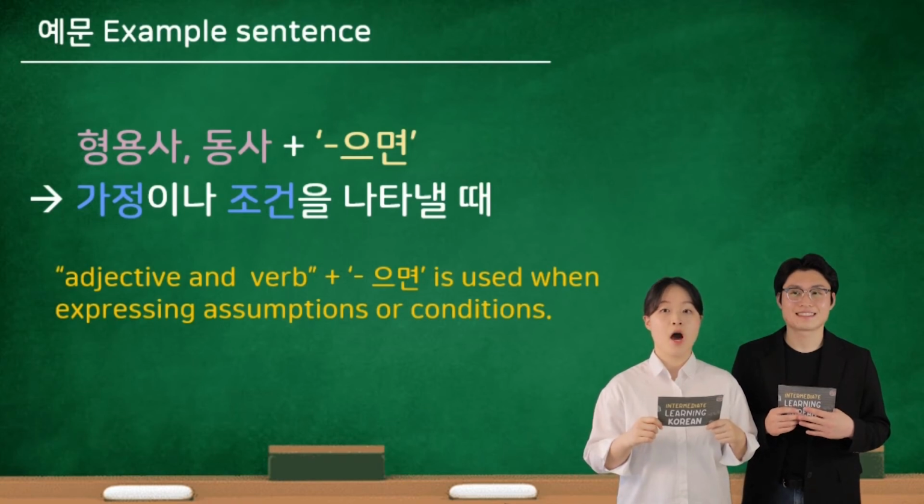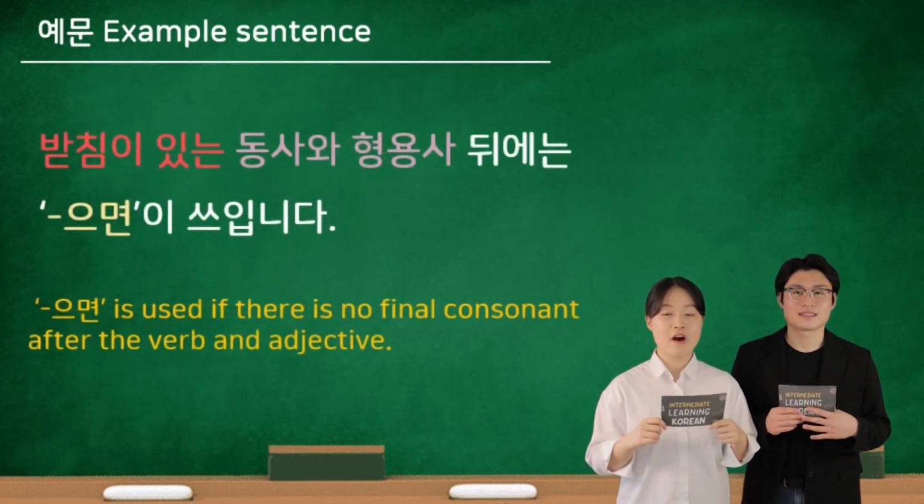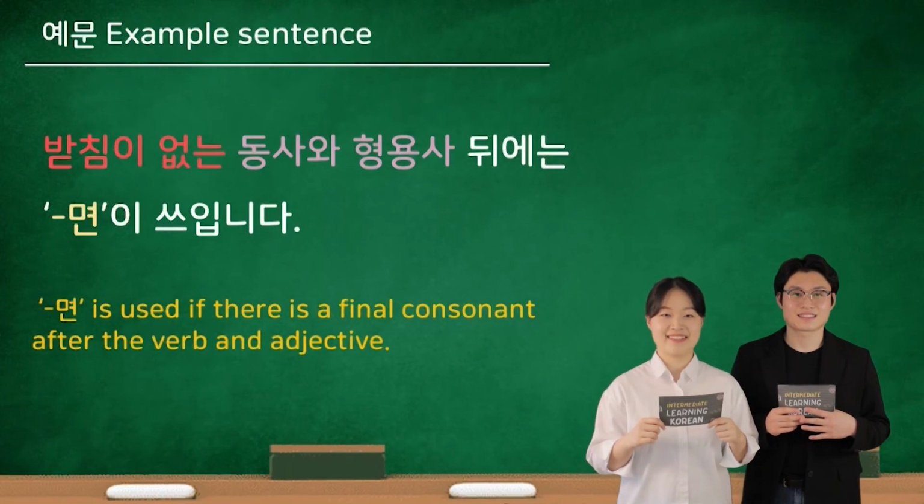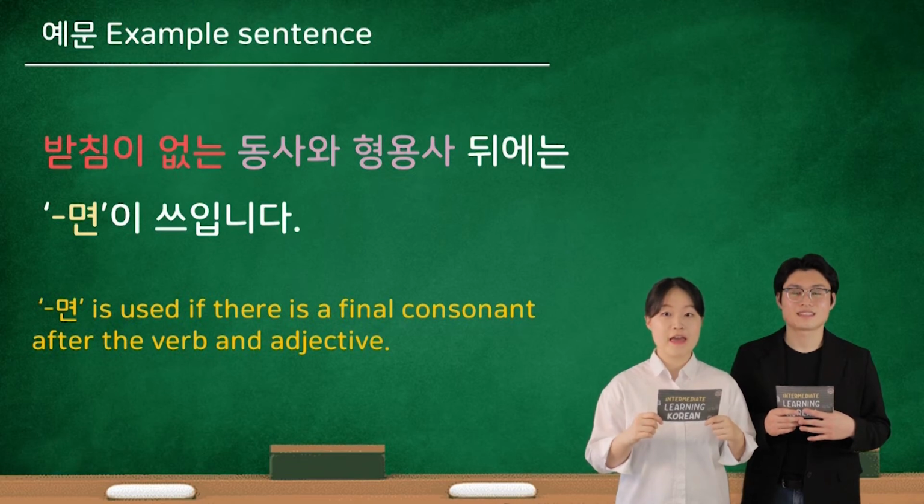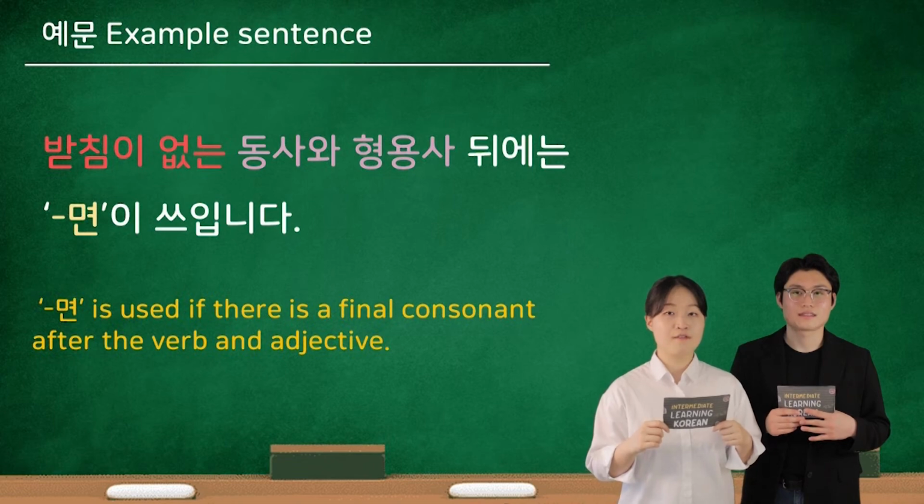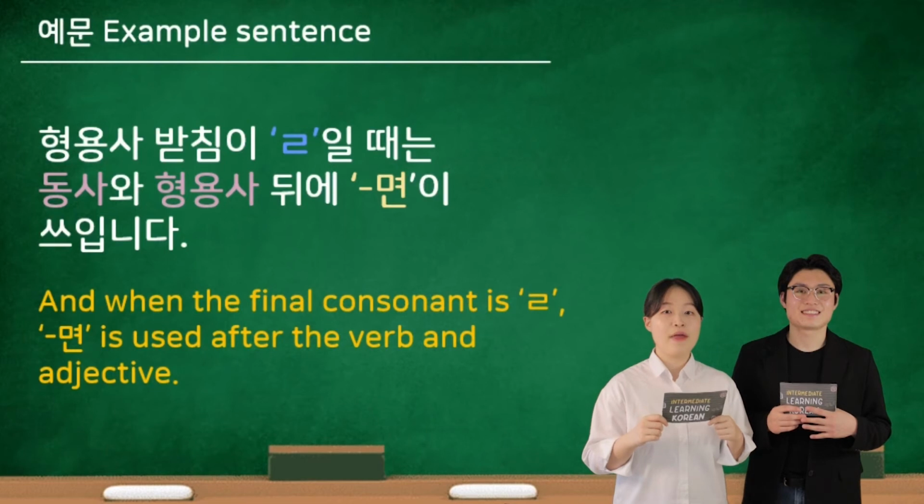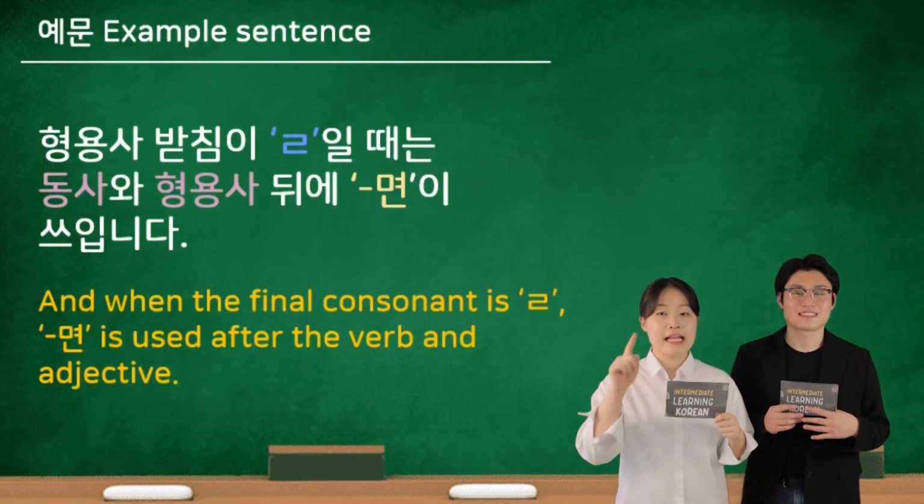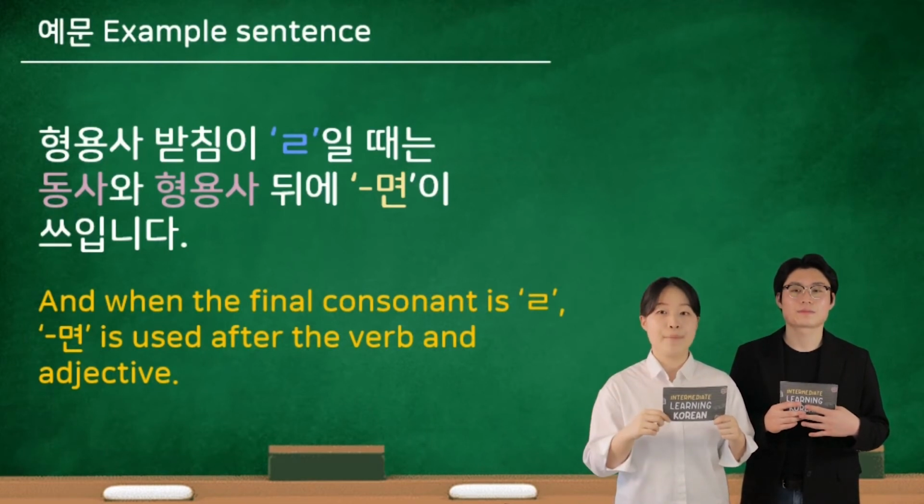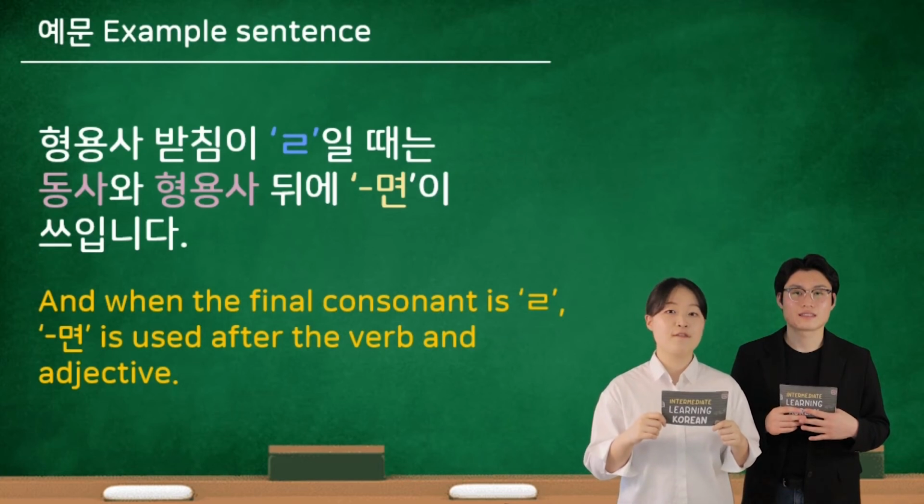What if a verb has a consonant, Grace? Yeah, let me explain through the second example sentence. 아이스크림을 먹다. 기분이 좋아져요. Does the verb in this sentence have a consonant? Then we use 으면 at the end. Then it becomes 먹으면. How is it? Do you understand? Yes, thank you.